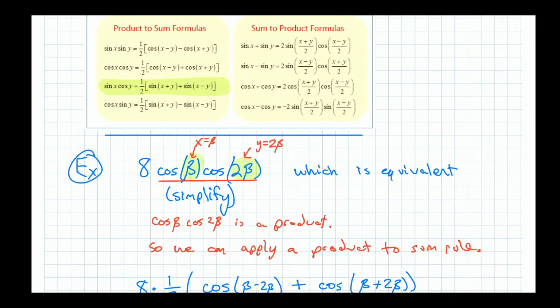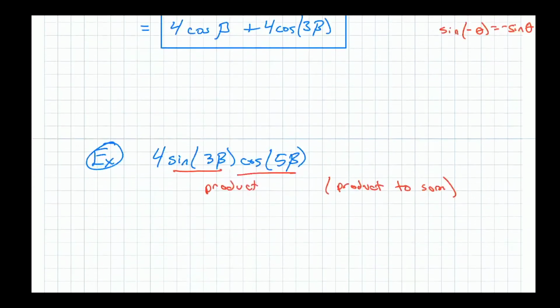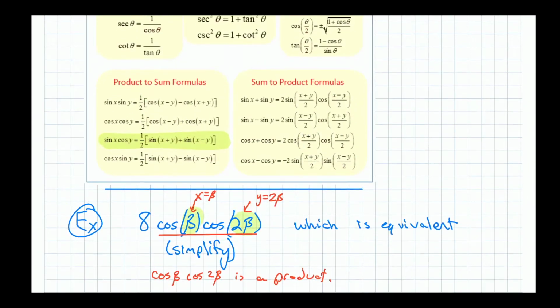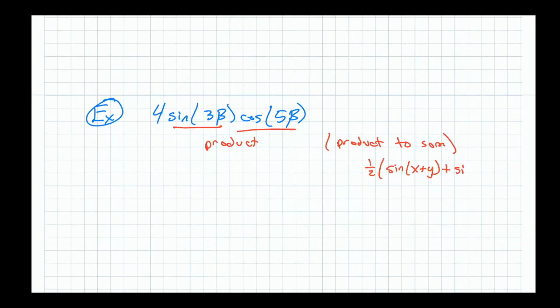What does it say? So we have 1/2 and then it's sine x plus y, sine x minus y. So I'm going to write it right here. It's 1/2 sine x plus y, and then a plus sine x minus y. So there it is. So let's try it. So what do we have? We should know that your x and y are 3 beta and 5 beta, right? That's your x. That's your y.